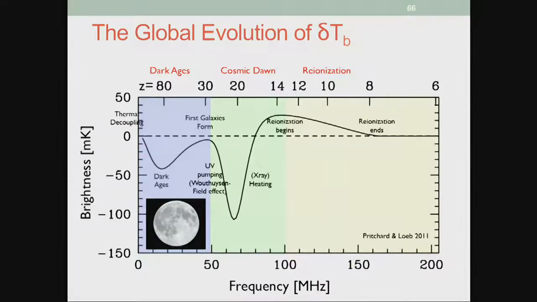The location of these three is not completely certain, especially these two. This one is kind of certain, but these two are not. So this can be moving left or right. Probably in recent years, this has been moving to the right, to lower and lower redshifts. So this is where we want to look first with the current instruments, and that's of the order of 150 megahertz.